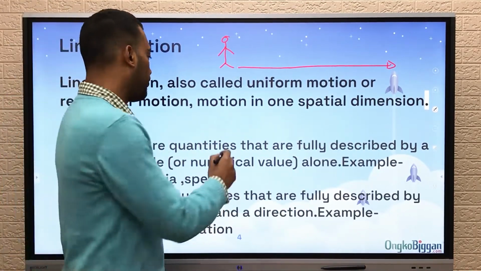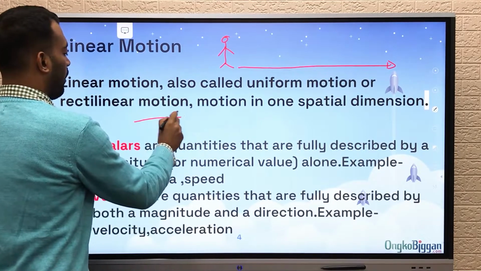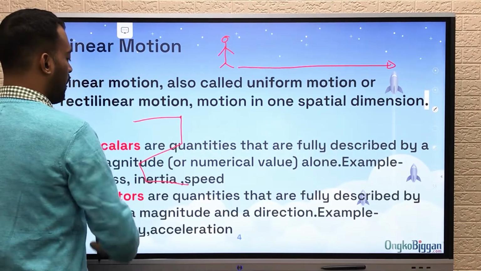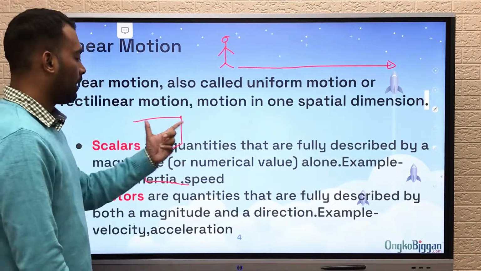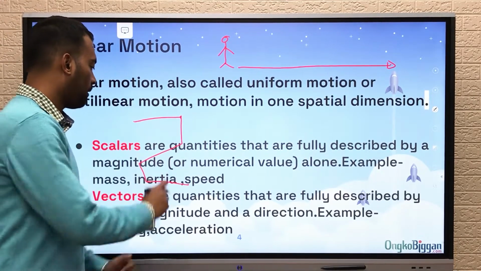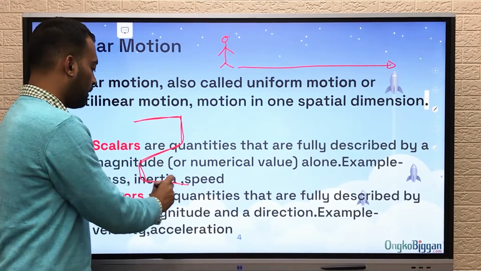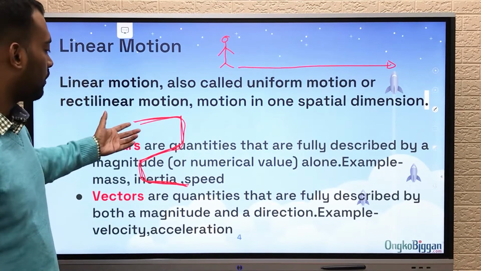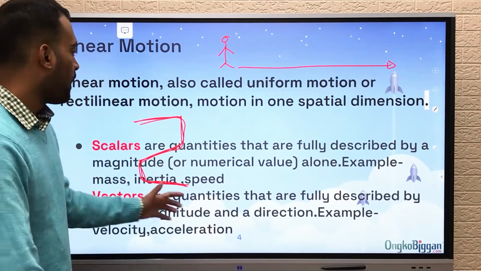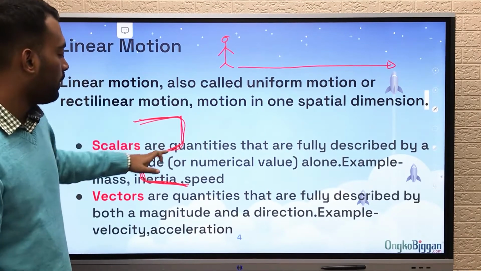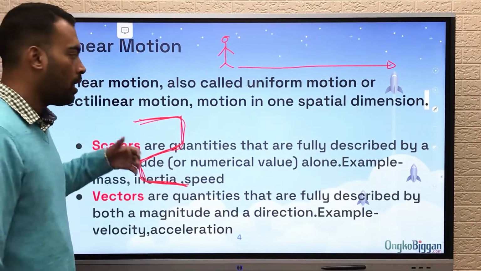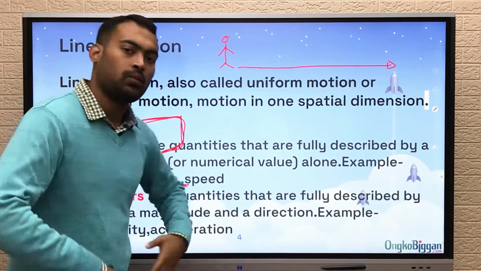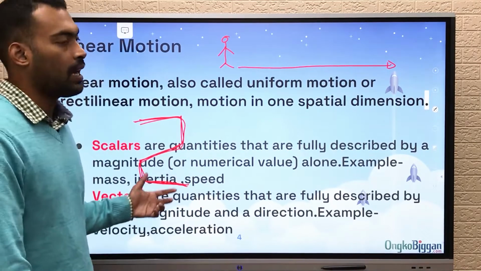Now, if I move like this, suppose I'm going from this point to this point, and from this point to this point. Can you say that this is a linear motion? This is not a straight line. See, this is a zigzag line, right? So when you are moving in this manner, we cannot say that you are in linear motion. Or if a car moves in this direction, we can also say that the car is not moving in linear motion.